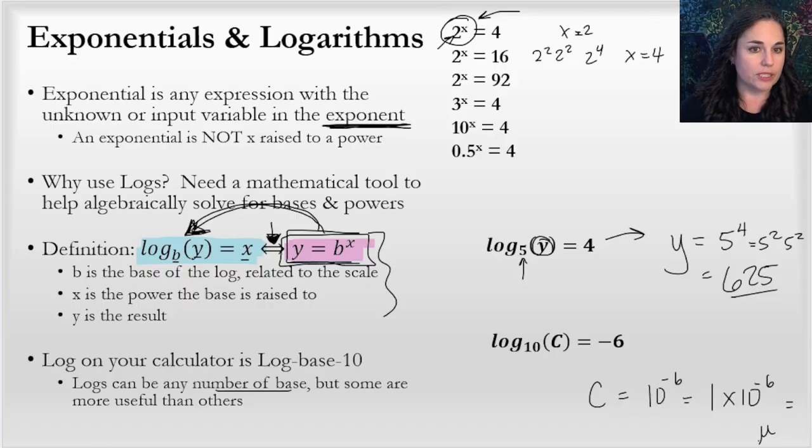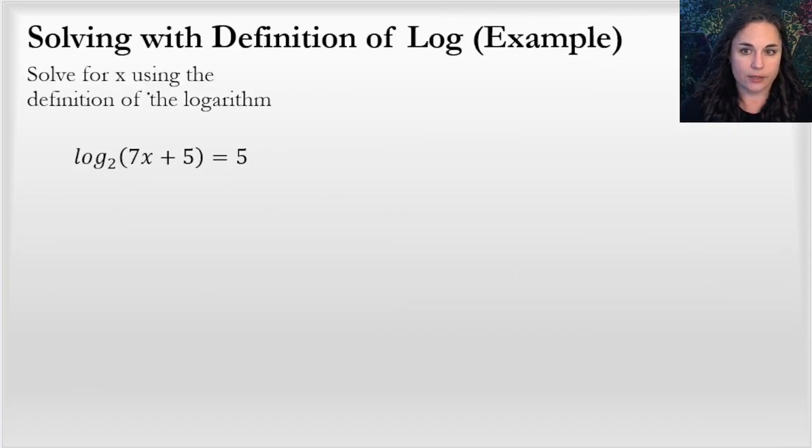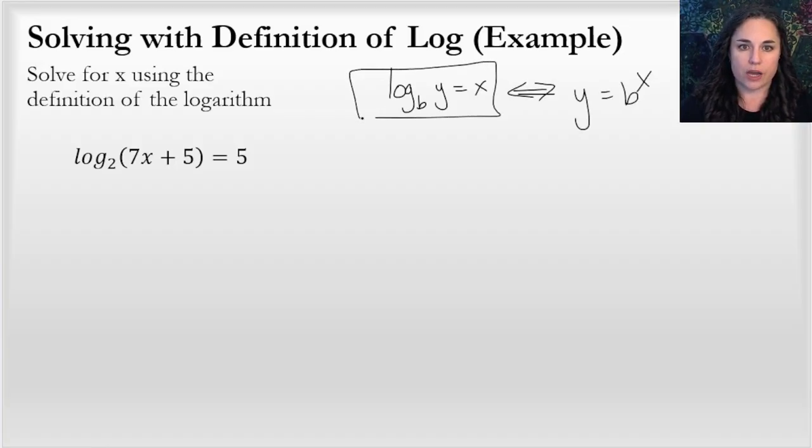I have an example here to get to that, all right? It says solve for x using the definition of the logarithm. So we were just looking at the definition of a logarithm. Log base b of y equals x, and that is an equivalent expression to y equals b to the x. Well, we're going to notice that we have this expression here. It's a logarithmic expression. So what I'm going to do is note b, y, and x, and put them in this form. And you'll see how I'll be able to solve for x from there.